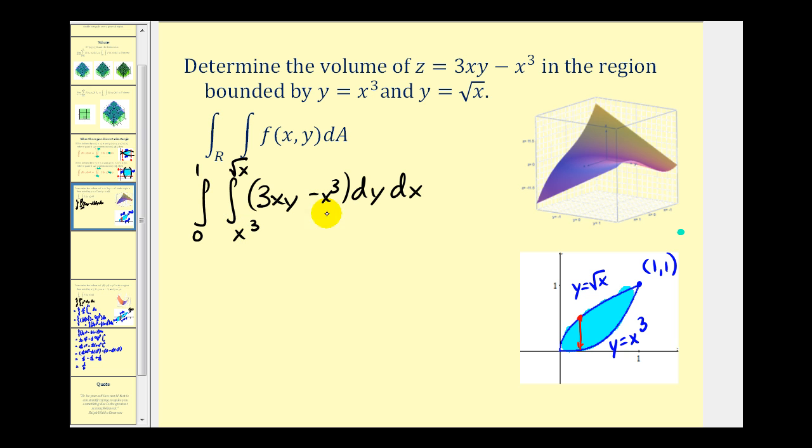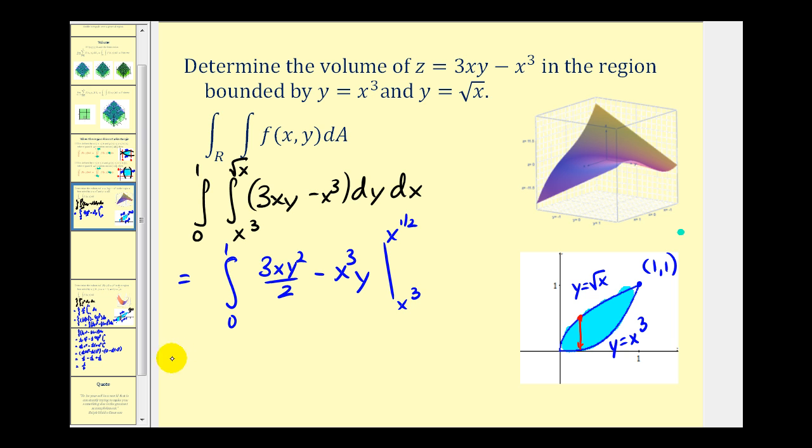If we want to integrate with respect to x first, we would have to solve both of these equations for x so that we could express the limits of integration for x in terms of y. So it's a little bit less work to set it up in this order. So we're going to integrate this with respect to y, treating x as a constant. So here we'll have 3xy squared all over 2 minus x cubed y. The limits of integration are x cubed, and I'm going to go ahead and write this as x to the 1/2 power.